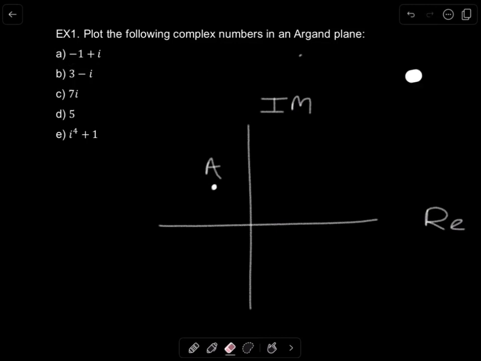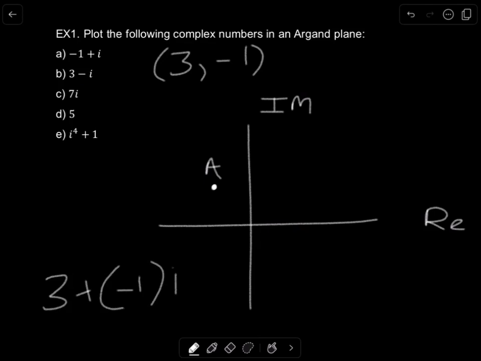Next, we have 3 minus i. Our ordered pair is going to be 3, and be careful, our coefficient is not 1. Our coefficient is -1. Basically it's 3 plus -1i. That's how you can write out 3 minus i. So we have to represent the ordered pair 3 and -1. That's going to be 3 units here, so somewhere there. That's going to be B.